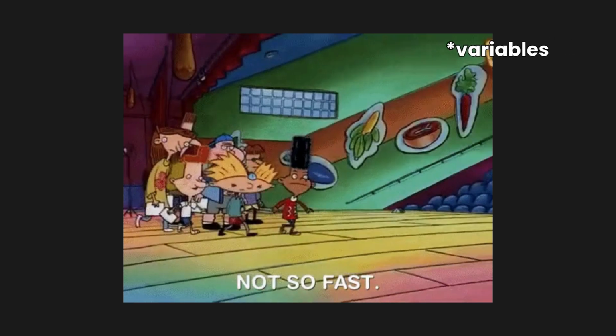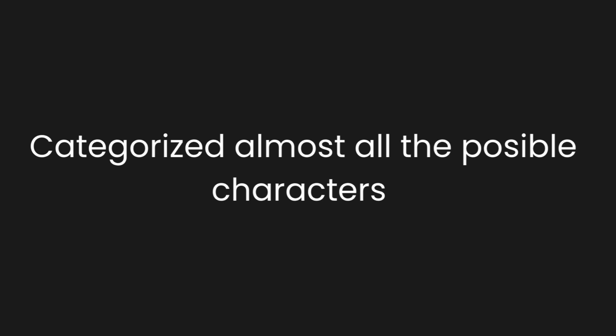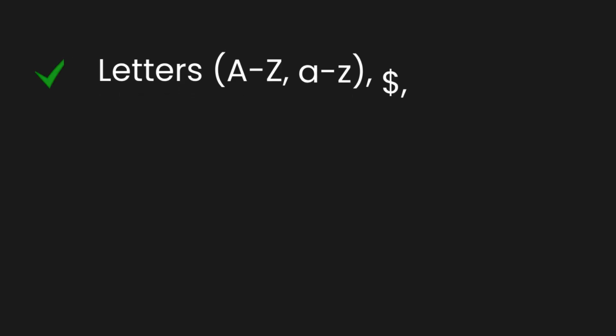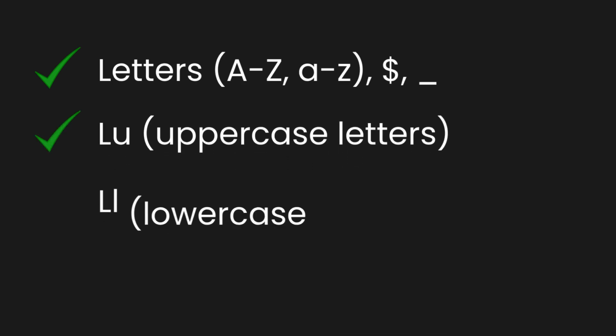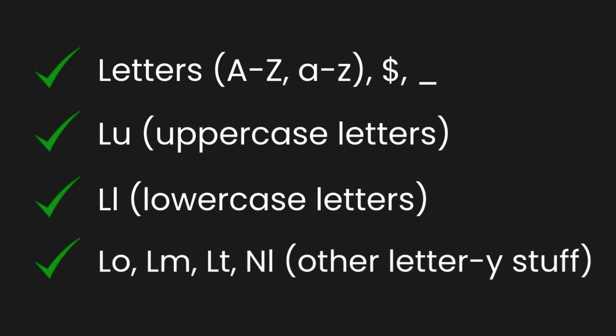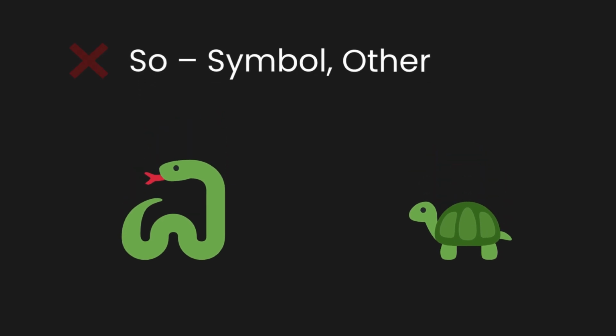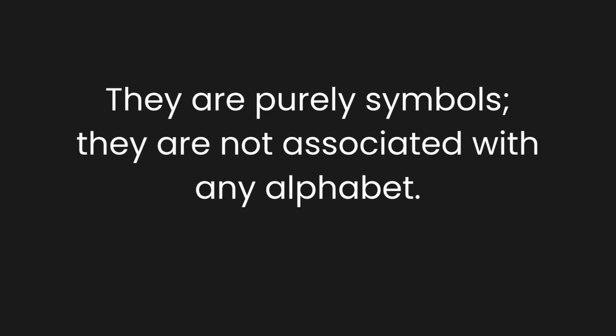But variables? Not so fast. Identifiers, also known as variable names, are a different beast. Variable names in JavaScript must follow identifier start rules from the ECMAScript spec. Unicode has categorized almost every character you can imagine. There are 30 categories in total, and out of those, the allowed ones are letters: Lu, uppercase letters; Ll, lowercase letters; Lo, Lm, Lt, and Nl, which are other letter-like stuff. But emojis like the snake emoji or turtle emoji are not in the club. Unicode calls them symbols. They are purely symbols and are not associated with any letters.